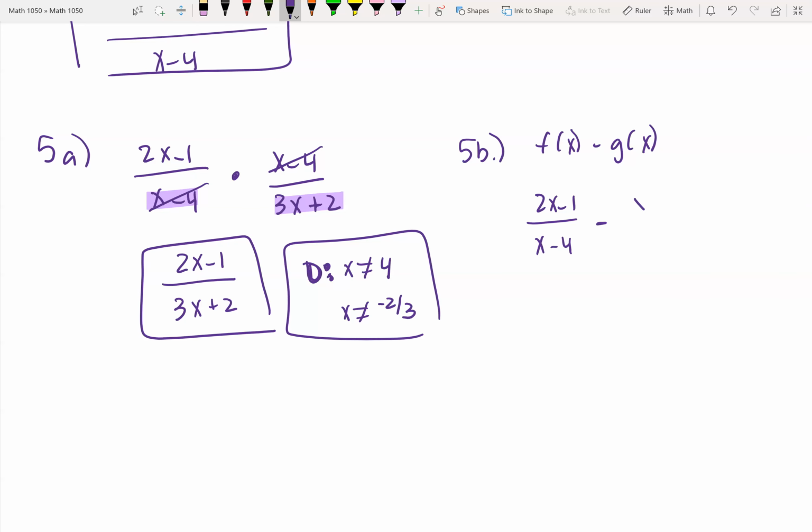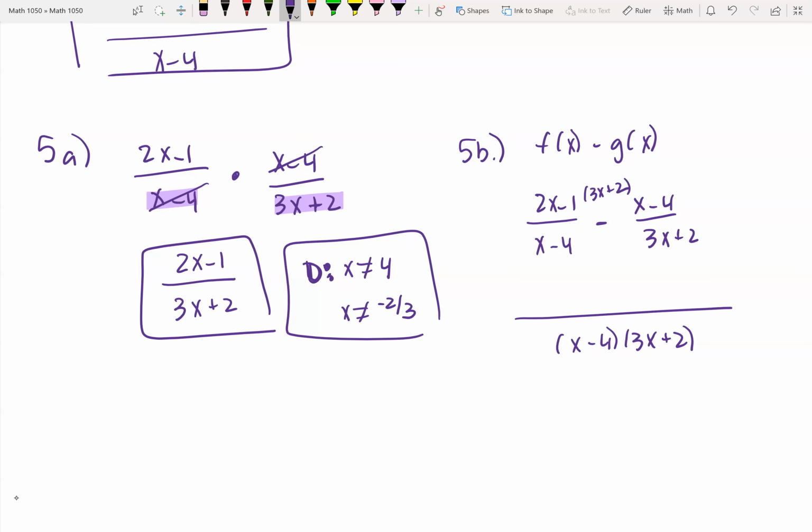And I'm subtracting this g of x. Okay, so in order to add or subtract, I have to get a common denominator. So I'm just going to pull those two things together. So this guy has the x minus 4. He's missing the 3x plus 2.